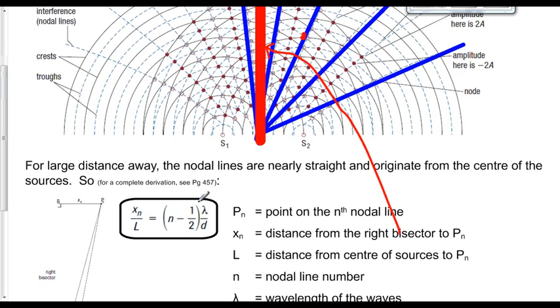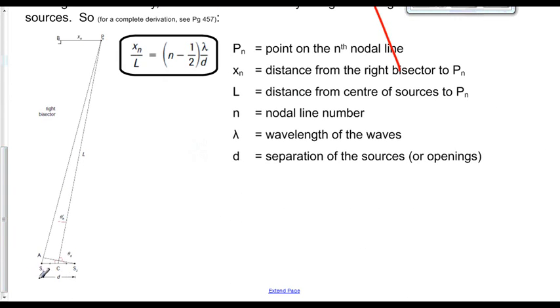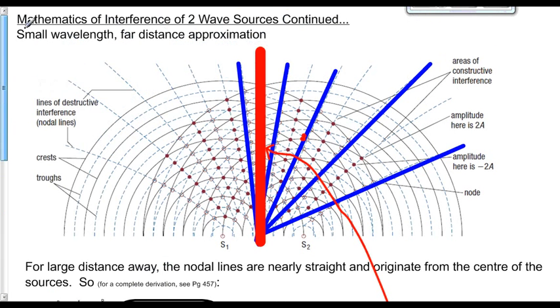But it's based on the wavelength of the light, and D is the separation between the sources. So S1 and S2 are separated by some distance D, and N is just the nodal line number. Starting from the center of the right bisector and counting out, N equals 1 would be your first nodal line, N equals 2 would be your second, N equals 3 would be your third. In my picture here, the red line is the right bisector, so this would be the N equals 1 case, this would be N equals 2, this would be N equals 3, this would be N equals 4, and if there's another one, it'd be 5, and you get the idea.